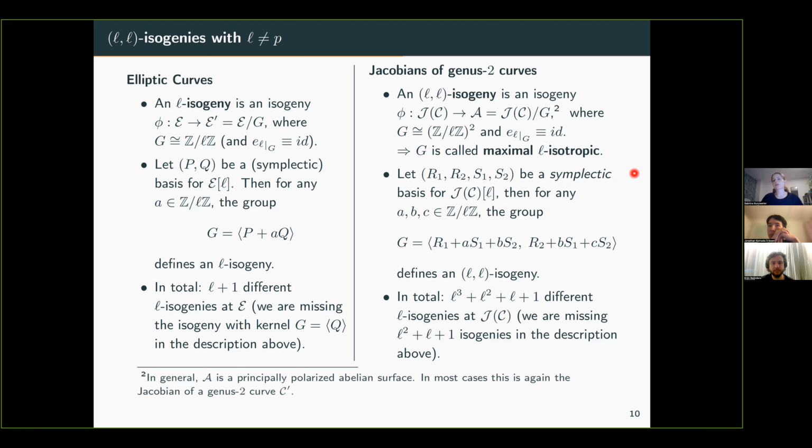If you don't know the term symplectic, it's some condition that comes from the Weil pairing, and it's maybe similar to looking at orthogonal bases for Euclidean spaces, only that here we don't have an inner product, but instead we have this Weil pairing with which we can formulate similar properties that we want for our symplectic bases.